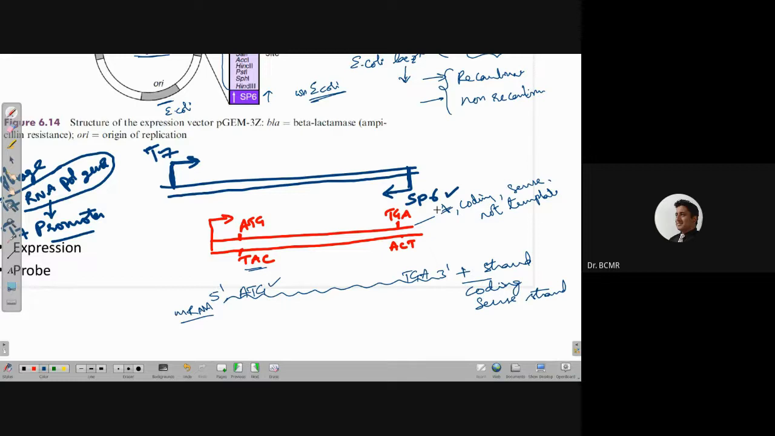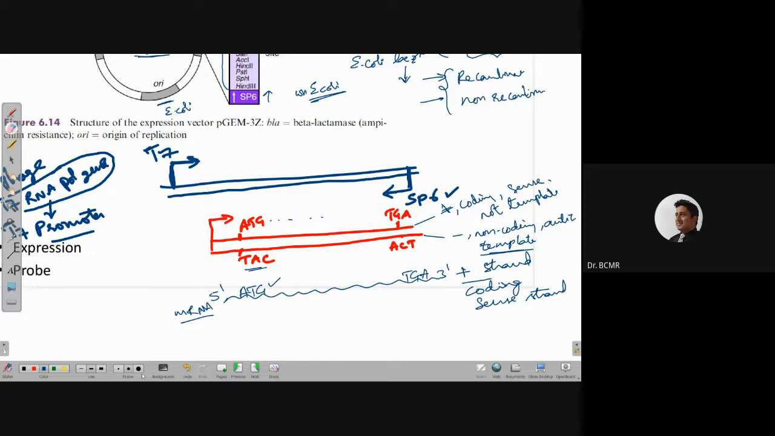So the lower strand in this case is the minus strand. It is the non-coding strand. It is the antisense, and it is the template. During transcription, the lower strand actually acts as the template to produce the complementary sequence, which is the mRNA, right? So I hope you got this right. I'm erasing this, and I'll try to continue.